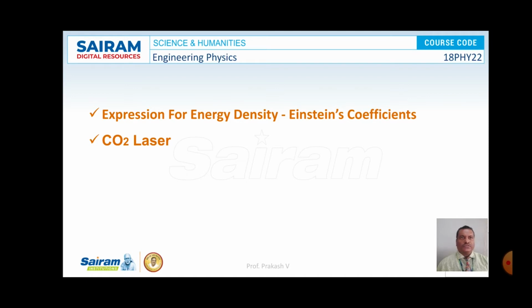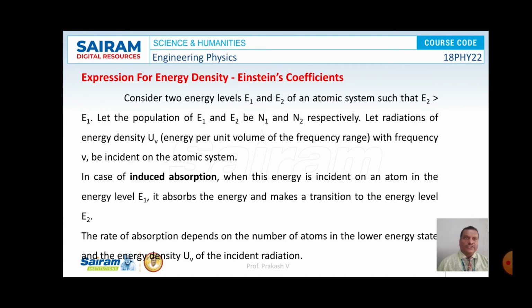So first let us go to what is Einstein's coefficients, and then let us concentrate on the expression for energy density of a photon in terms of Einstein's constants or Einstein's coefficients. So let us consider two energy levels of an atomic system, that is E1 and E2. E1 is the ground state energy, E2 is the excited state energy.